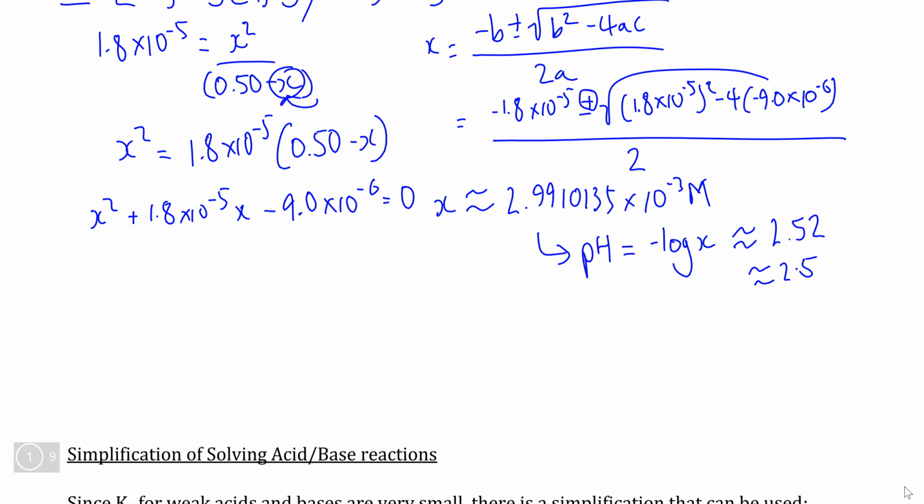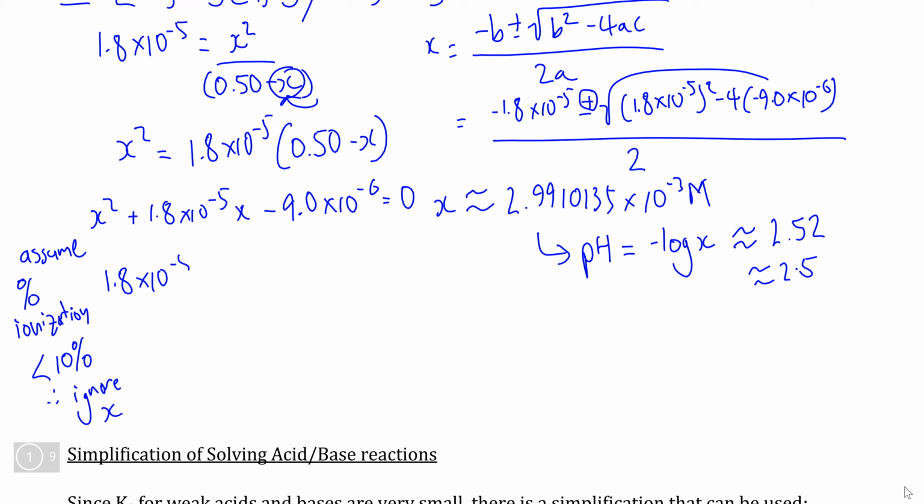So we're going to rewrite this calculation and solve it with this assumption and see whether our pH value changes significantly. So if we write that assumption, so assume percent ionization is less than 10% and therefore ignore x, we would have our Ka value is equal to x squared, and all we would do is write in the original concentration of the acid because we're assuming that this x value is not going to make a significant difference, and this means that our calculations get significantly simpler.